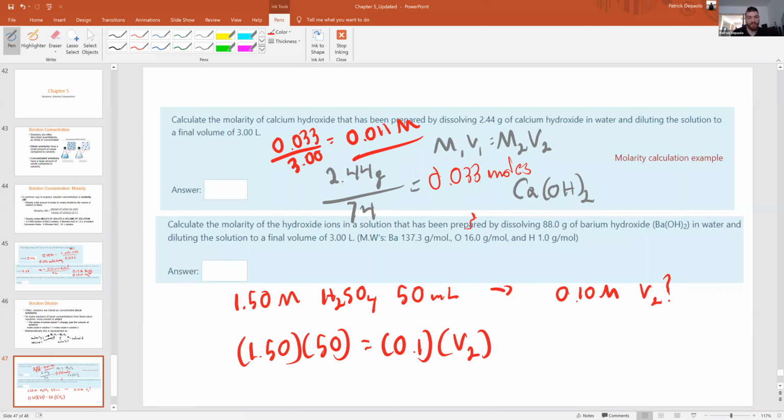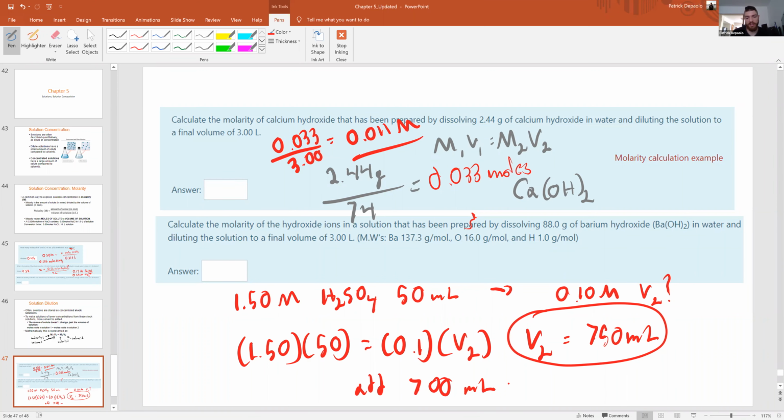So I'm too lazy to do math. So 1.5 times 50 divided by 0.1 is probably 750. Yes. So V2 equals 750 milliliters. That's the total volume, right? If the question was asking for how much volume should I add to get to that 0.1 molar solution, you do 750 minus 50, or it would be add 700 milliliters.